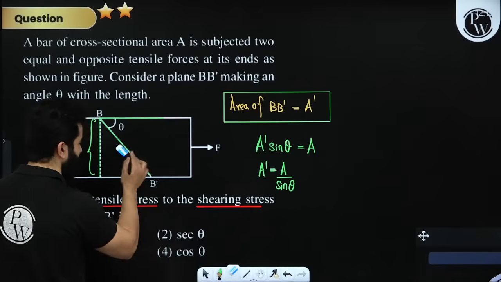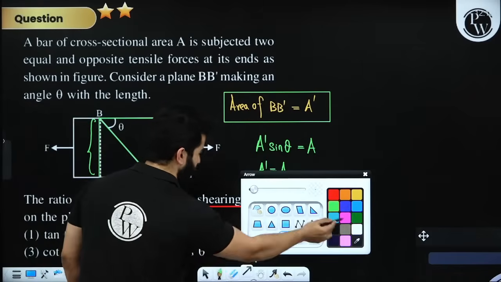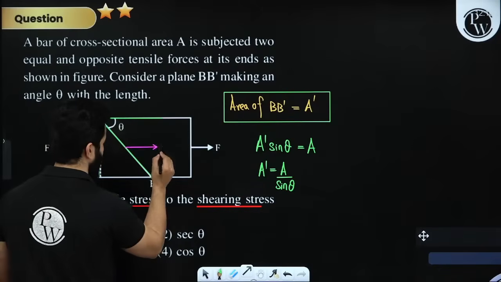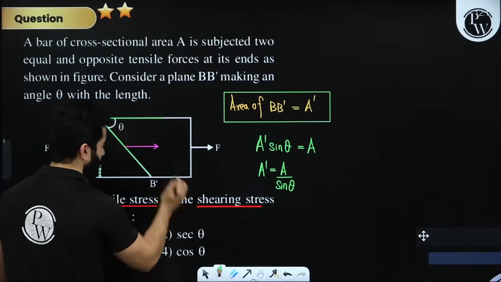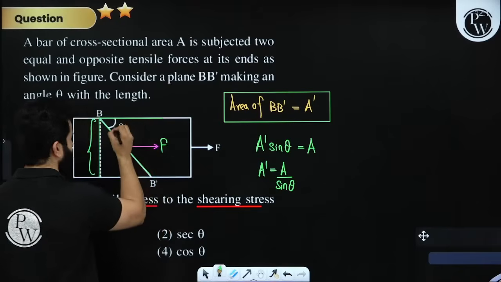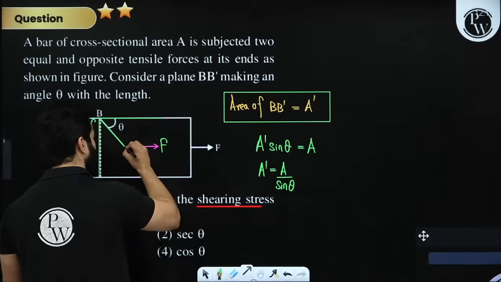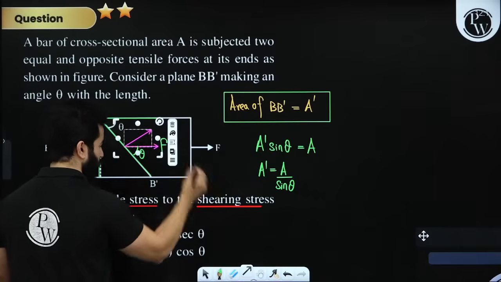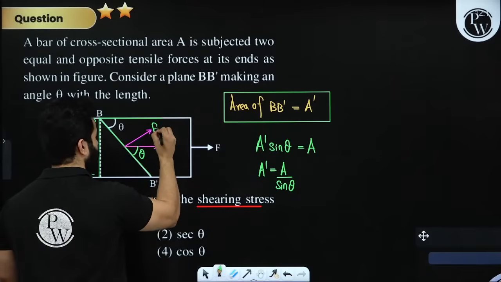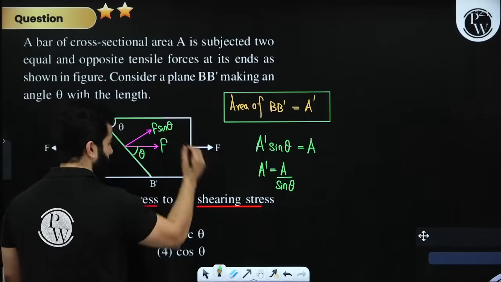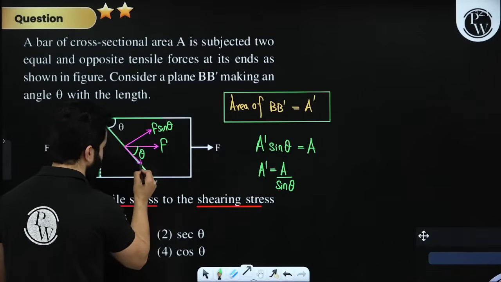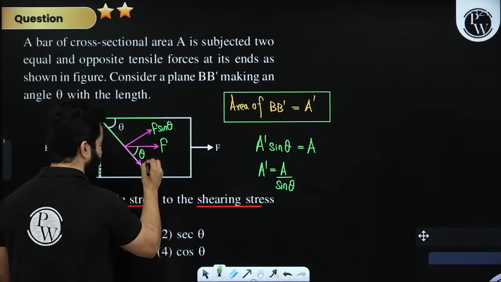Now please understand that we are applying force F like this. So this is force F, and if this angle is theta, that means this angle is also theta. So let's make a force perpendicular to this area. This is going to be F perpendicular, which I can write as F sin theta. Another component will be along the area, and this is going to be F cos theta.